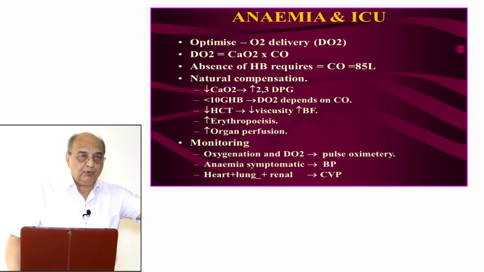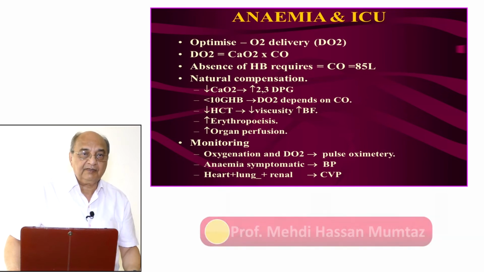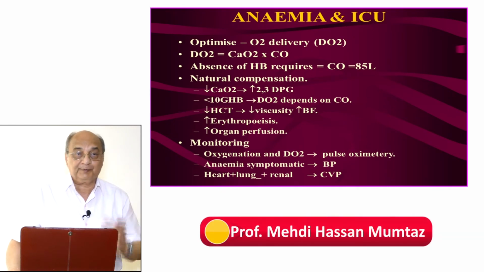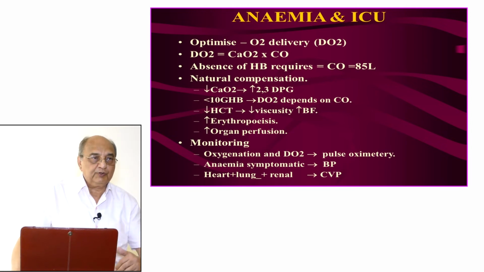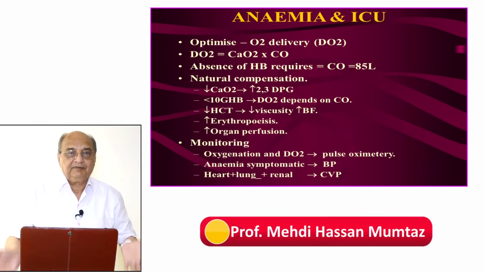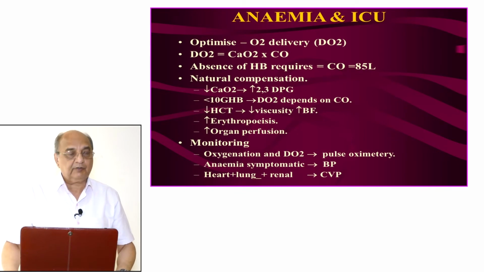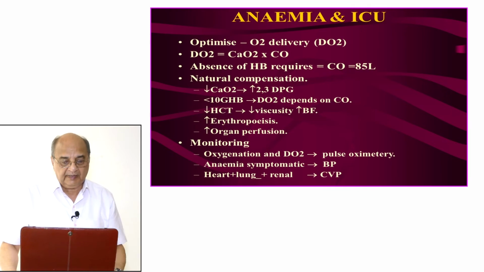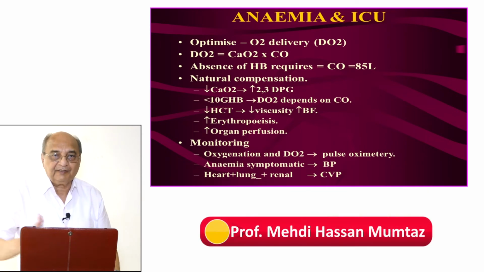Now, less than 10 gram of hemoglobin. If the hemoglobin level goes less than 10 gram, then the cardiac output is increased. Nature tries to compensate the oxygen delivery to the tissue by increasing its cardiac output. Right? Then hematocrit. If there is a reduced hematocrit, it will reduce the viscosity. When viscosity is reduced, it will increase the cardiac output and it will drop the blood pressure also. So it means the blood flow will be increased more to compensate. Now, reduction in hemoglobin will increase the erythropoiesis also. The reduction in hemoglobin will increase the organ perfusion by increasing the heart rate and by increasing the cardiac output.